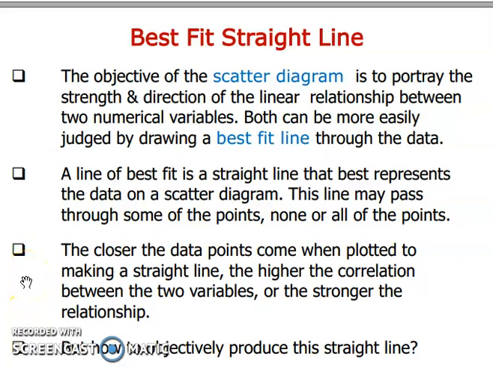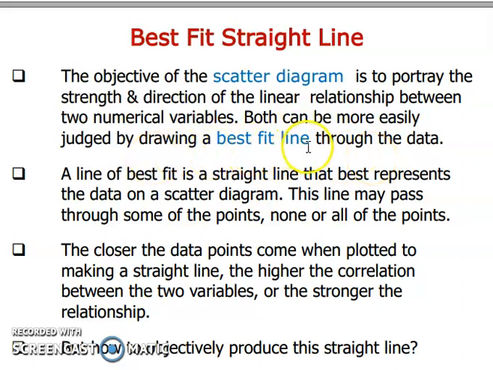Best fit straight line. So when we do a scatter diagram between two numerical variables, and we can see from the scatter diagram there exists a pattern, a systematic pattern between the two variables. So if the dots or the data is showing a linear relationship, whether it's a positive relationship or negative relationship, we can prove this by drawing the best fit line through the data.